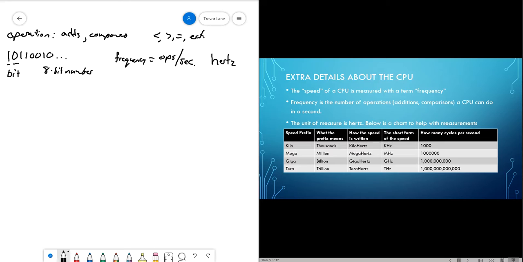Now, that being said, we don't typically use these bigger units or these smaller units when we're talking about our CPUs nowadays. When I was your age and I was in high school, we measured our CPUs in megahertz. My computer in high school ran at a whopping 33 megahertz.